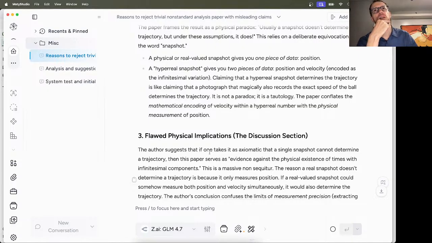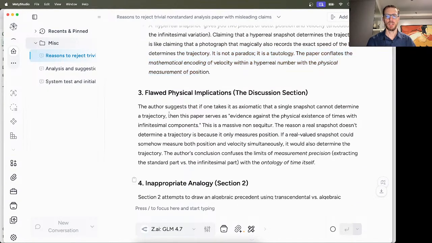Yeah, is it worth pointing out that it would be physically impossible to actually take this snapshot using the apparatus which we have available to us, assuming that we ourselves exist in the real numbers strictly? I don't think that's necessarily something that needs to be pointed out. And again, it is assuming that we ourselves live in the reals. The paper conflates the mathematical encoding of velocity within a hyperreal number with the physical measurement of position.